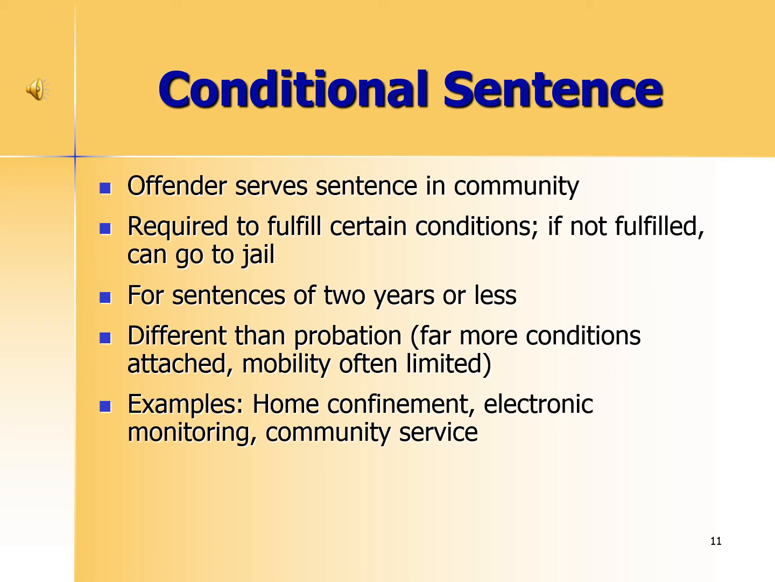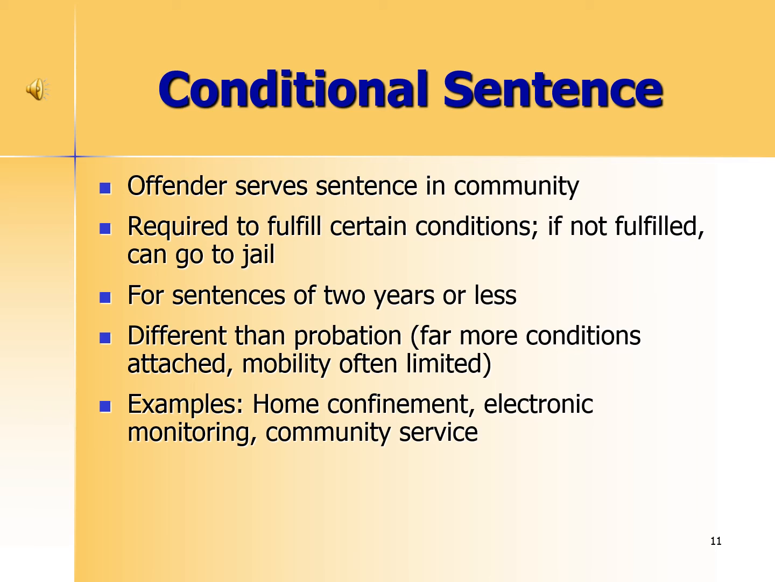Conditional sentences are generally only applied to sentences of 2 years or less, so summary convictions. It's also important to make a distinction between a conditional sentence and probation because they both seem quite similar. They both involve a sense of the community. Although offenders on a conditional sentence are supervised in the community by probation officers, these offenders are not in fact on probation. The major difference is that probation is focused on the rehabilitation of the offender, while conditional sentences rely more on the principles of punitive justice, so punishment in particular.